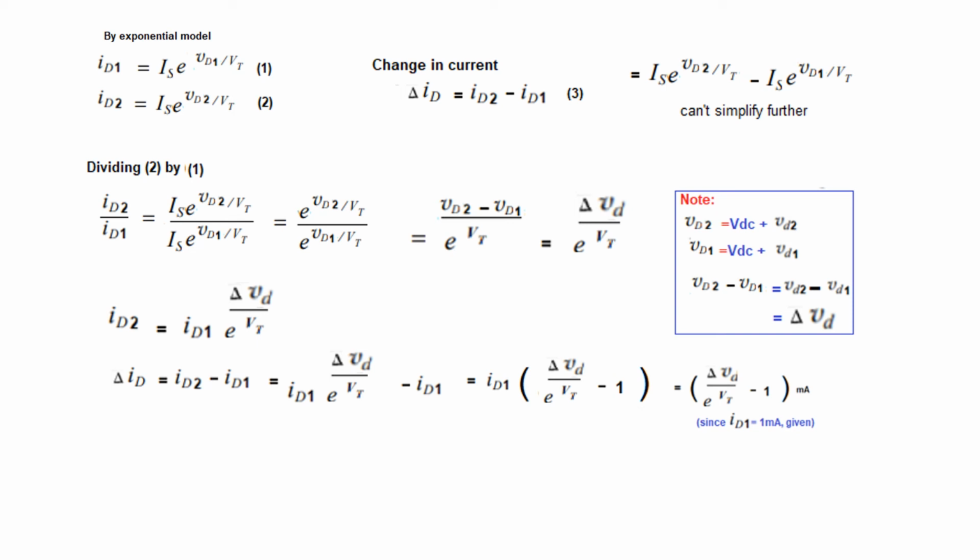And ID1 is actually given, this is the initial current, or the bias current, which was 1 milliampere. So it is the same as the initial diode current ID1. So we write 1 milliampere here. So this is the final relation that we are getting for the exponential model. Now we'll use these two models to find the value. So I'm writing the small signal model first. This was the model that we got, and the exponential model we got is by this relation.